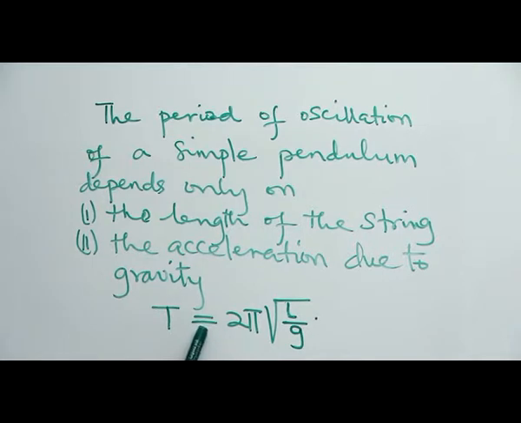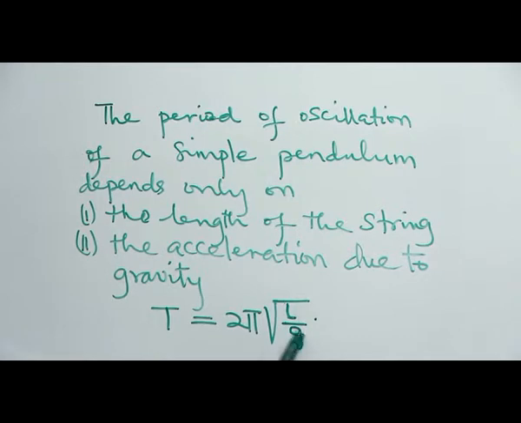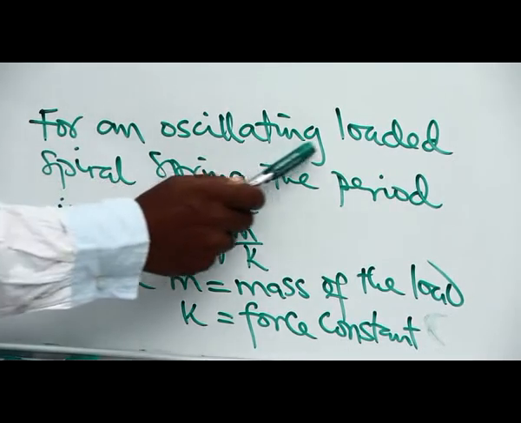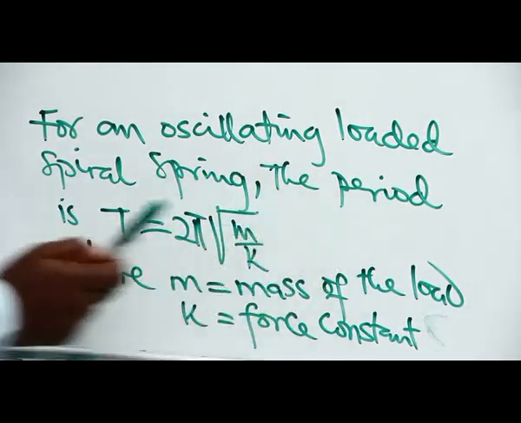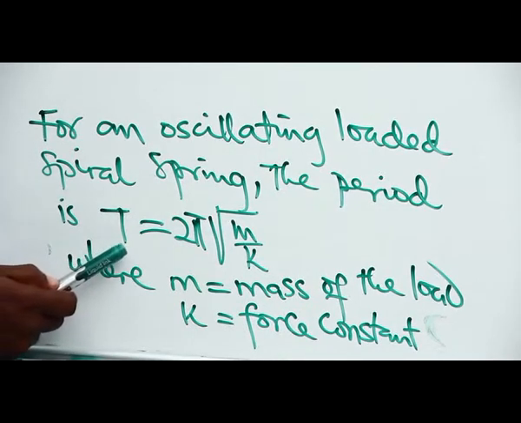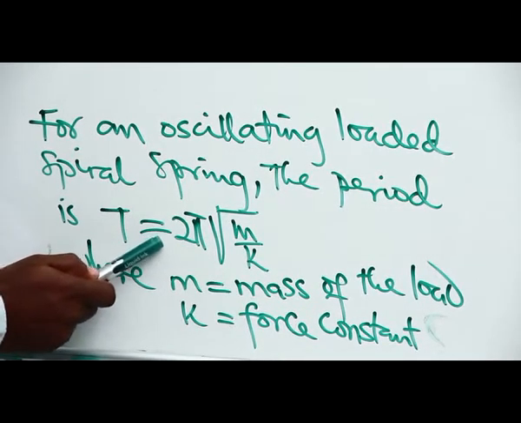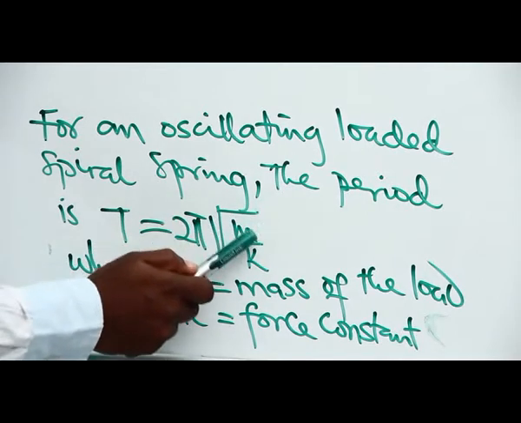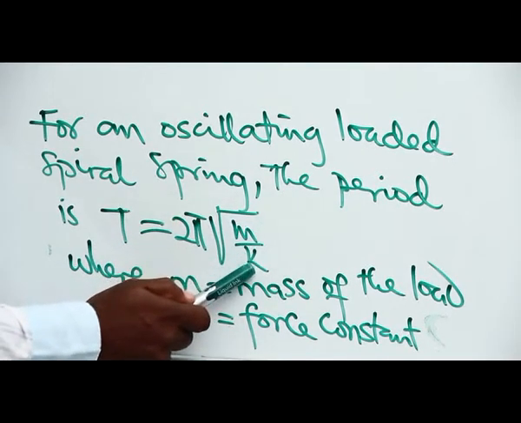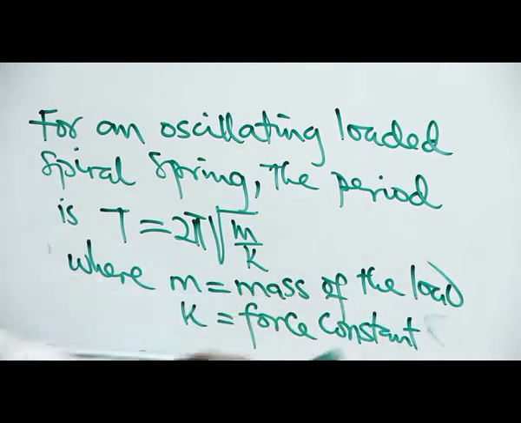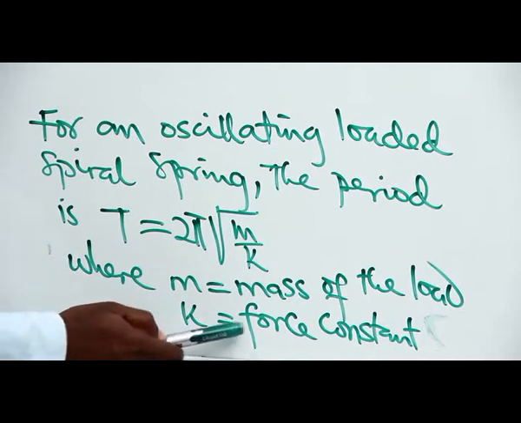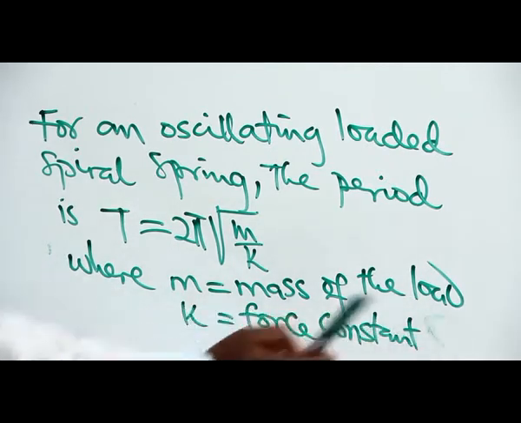Period is equal to 2 pi square root of the length divided by acceleration due to gravity. For an oscillating loaded spiral spring, the period is given by capital letter T is equal to 2 pi square root of m divided by little k, where m represents the mass of the load on the spring, k is equal to the force constant of the spring.